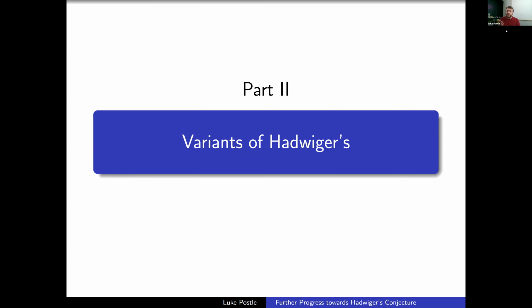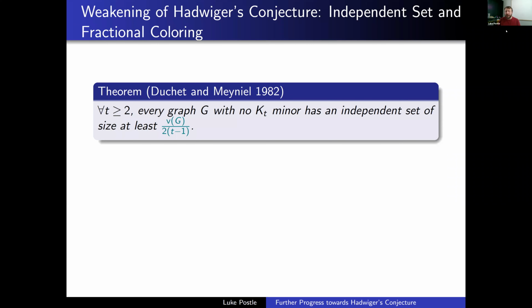I just wanted to survey. Hadwiger's conjecture has inspired a lot of work in minors and coloring, and it has ended up with a lot of variants. Let me mention a couple of those, because we're actually going to need some of these. Firstly, here's one way to weaken Hadwiger's conjecture. Instead of looking for a coloring, which would mean you could partition into many independent sets, you would only have to find a large independent set.